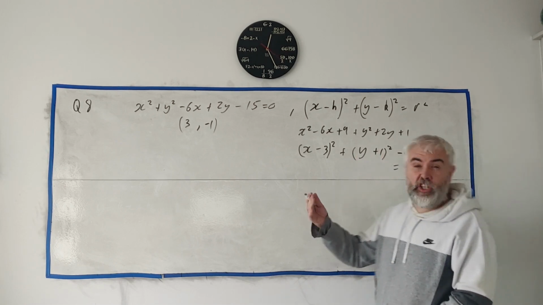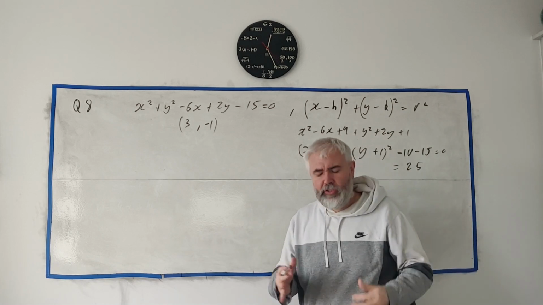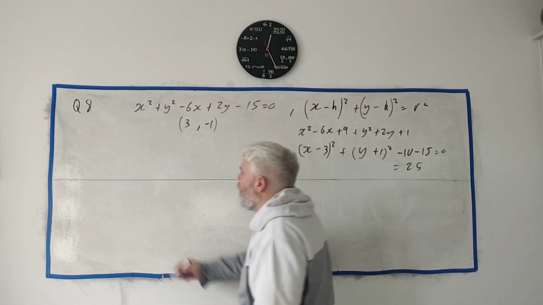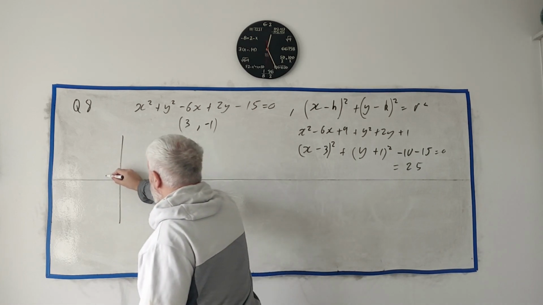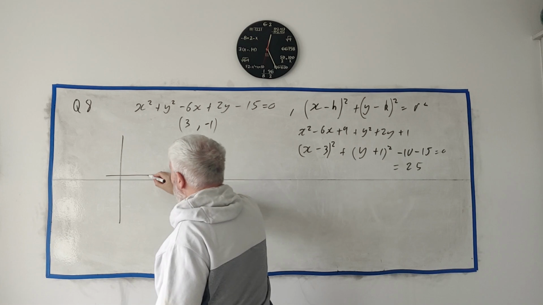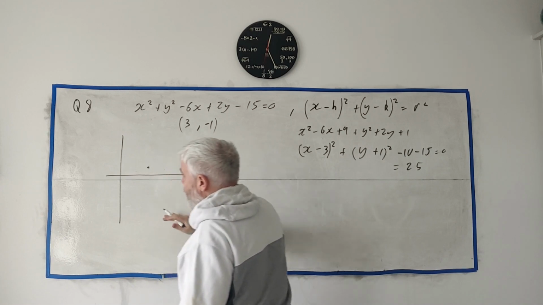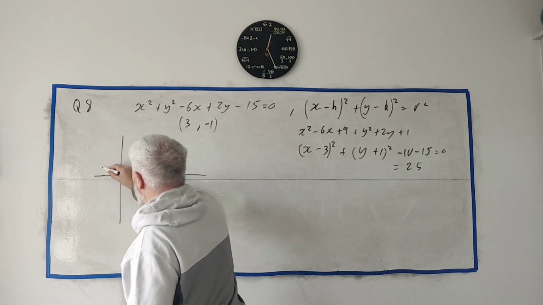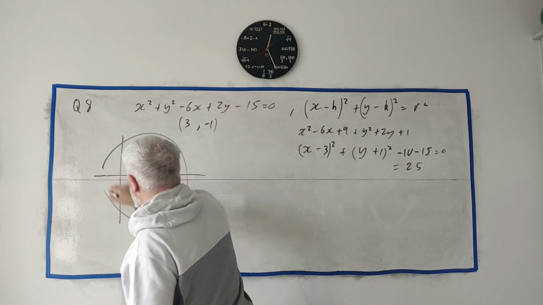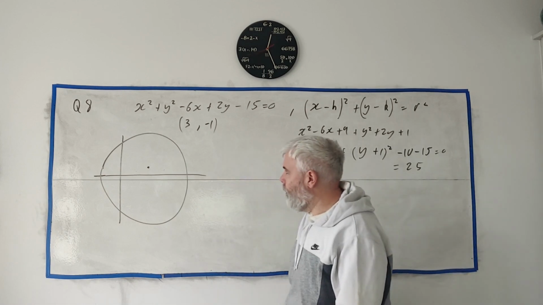It is handy that I can draw it now. If you can ever draw something, do it. It'll help you think about the whole question. Here's the y-axis. The center would be, let's put the x-axis there. Center's 3 and 1, let's say here. And the radius is 5. So it goes all the way out to here. And I don't need an exact circle, just roughly here.